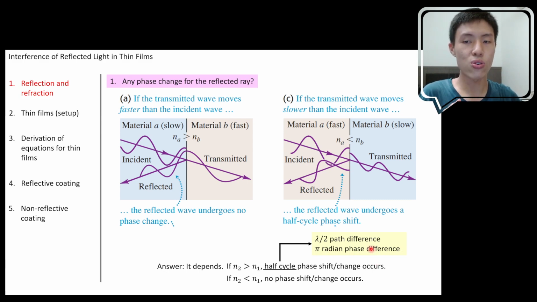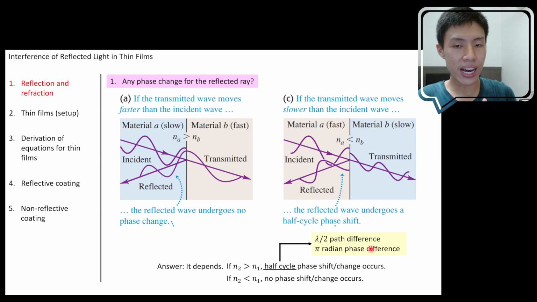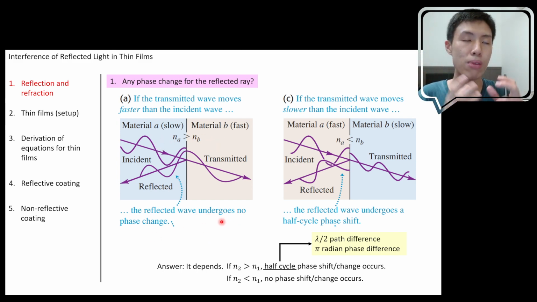Okay, so keyword: low to high. Low to high, there is phase change. Low to high, there is phase change by pi radian. If it is high to low, there is no phase change. That's the main message that you should carry away from this video over here.